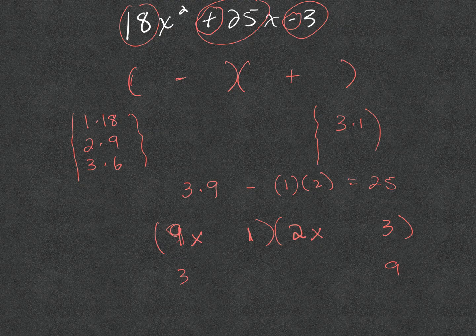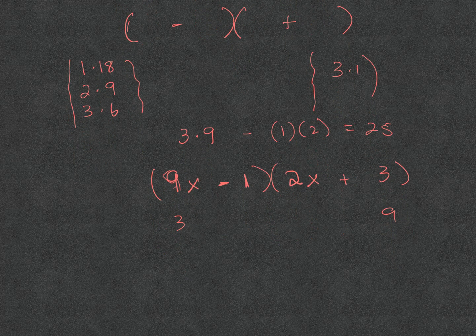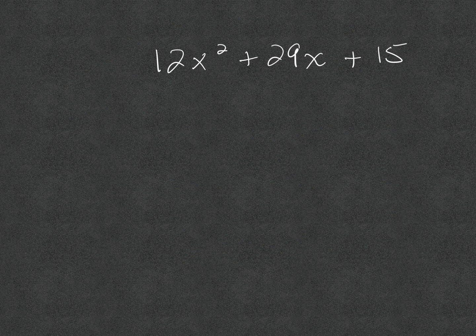Now, 25 is positive, so the 27 has to be positive. 9 times 3 has to be positive 27. Plus the negative 1 times the 2 does give me 25, okay? So that's 9x minus 1 times 2x plus 3, and that checks out, okay? I'm going to have 2 more examples because I think this is a little bit difficult.